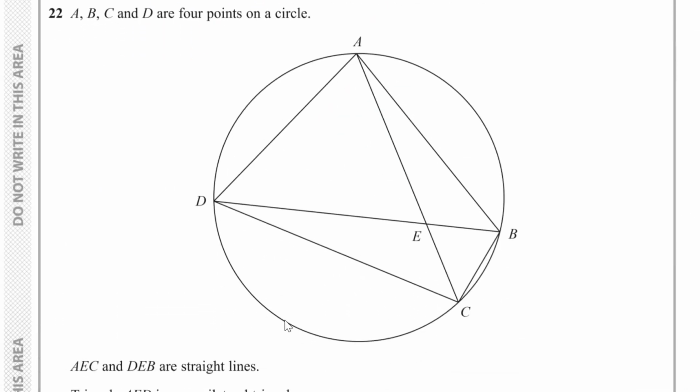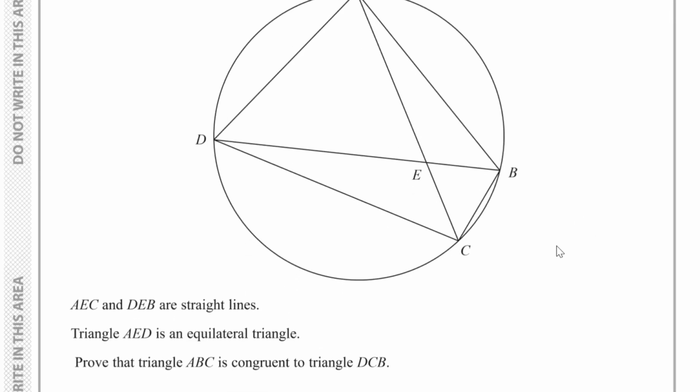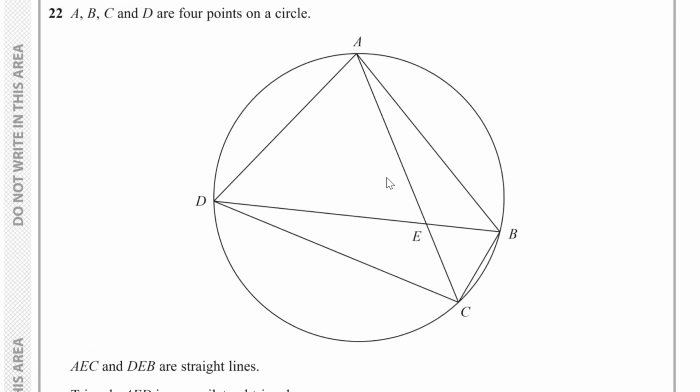now for the next question, we've got A, B, C and D, which are 4 points on a circle, and AEC and DEB are straight lines. We've got an equilateral triangle ADE. So if we've got an equilateral triangle, let's just annotate this as we're going along. We've got 60 degrees here, 60 degrees here, and also 60 degrees here. And this length is equal to this length, which is equal to this length.